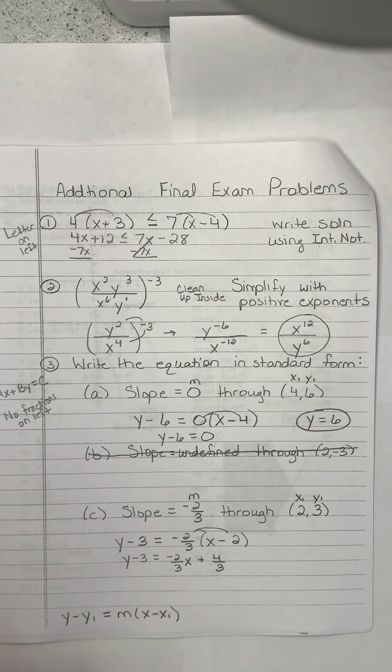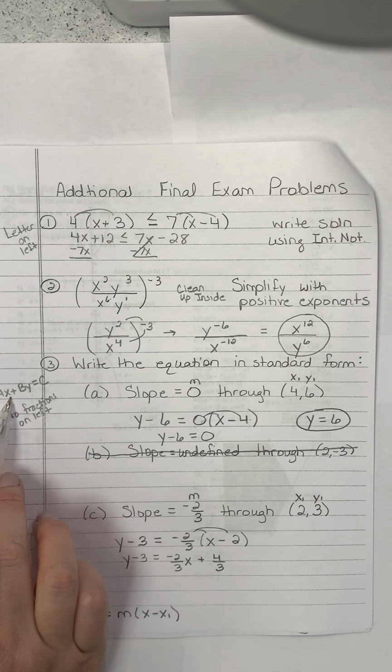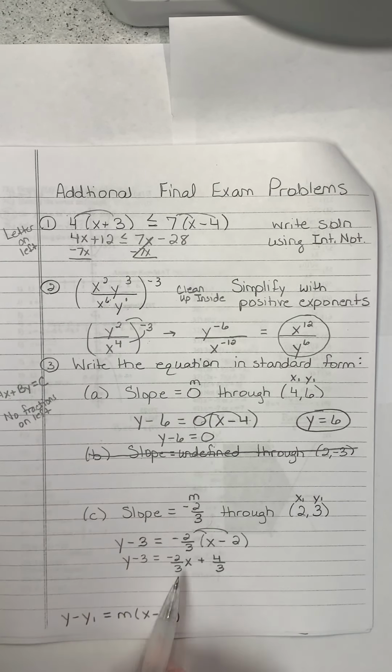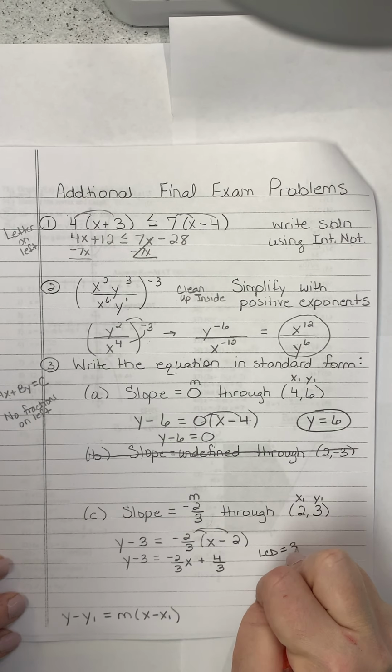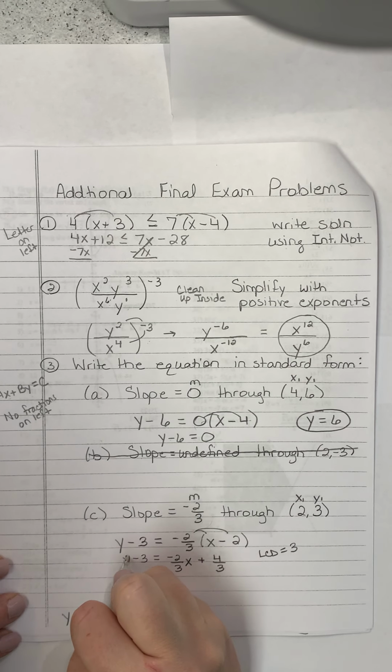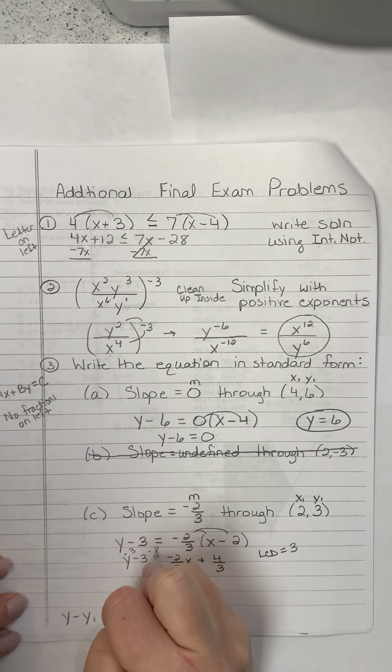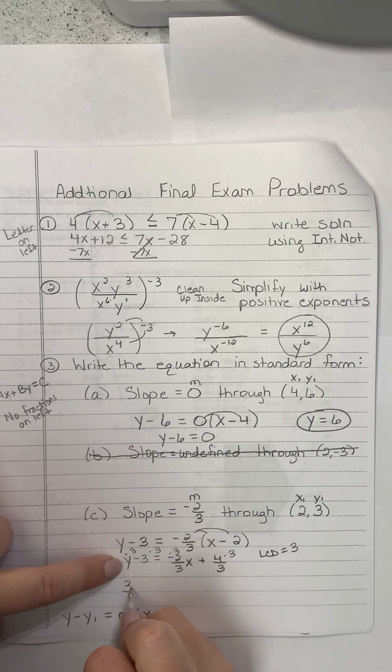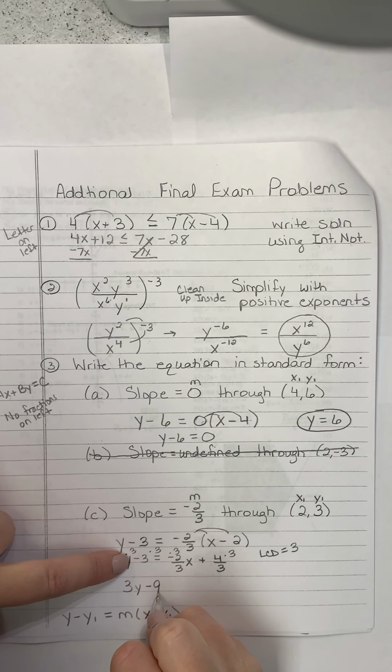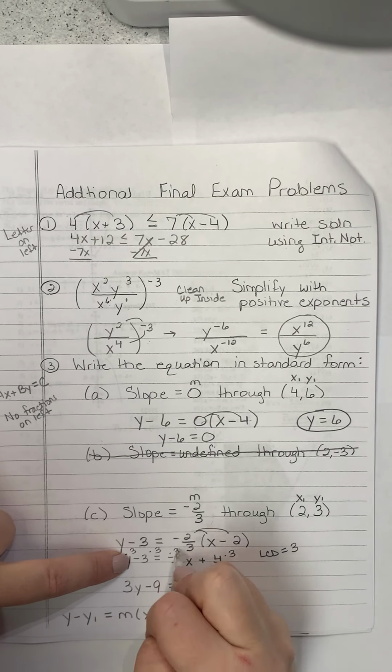Okay. Now, I don't want fractions with my letters, and I've got a fraction with my letter. So my LCD is 3. I have an equal sign, so every top is going to get multiplied by 3. This is going to give me 3y minus 9 equals, these are going to cancel, negative 2x plus, these are going to cancel, 4.